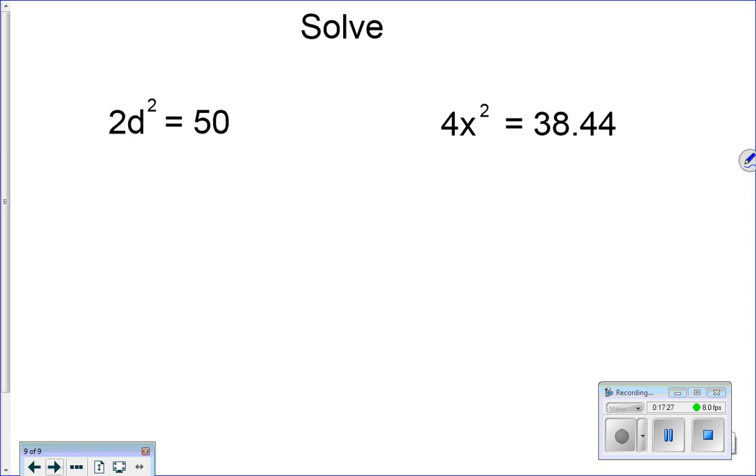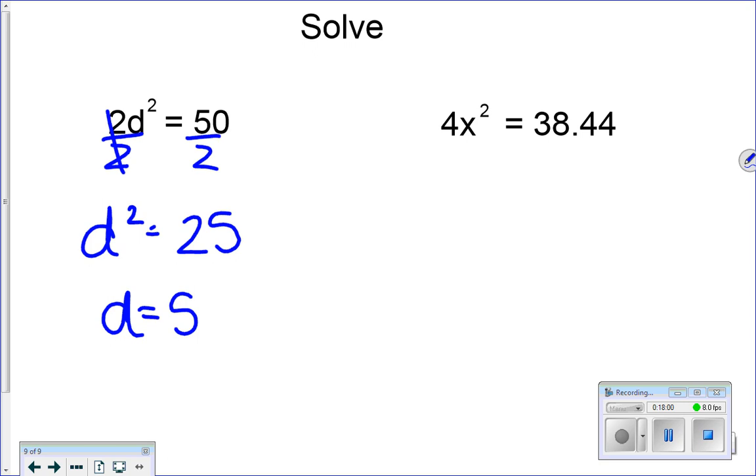So the first thing I need to do is I got to get rid of that 2. What do I need to do to get rid of that 2? I'm going to divide by 2, right? Because it says 2 times d. Remember, I have to do the opposite to get rid of it. So opposite is division. So let's divide by 2, and if I do it on this side, I got to do it on this side. So then I have d squared equals 25. Now I'm lucky because is 25 the perfect square? So I know what d should equal already. D should equal 5.